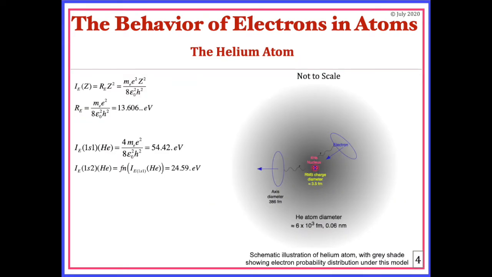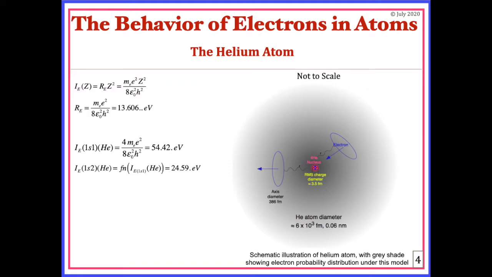The next simplest atom is helium. Two electrons attached to a nucleus containing 2 protons. The equation for IE(Z), the binding energy for a single electron, places it in a potential well of 4 times the Rydberg energy, namely 54.42 electron volts. That calculation has been determined by others and is fixed for one electron in any model with the same mass and charge. The first electron is referred to as the 1s1 electron.